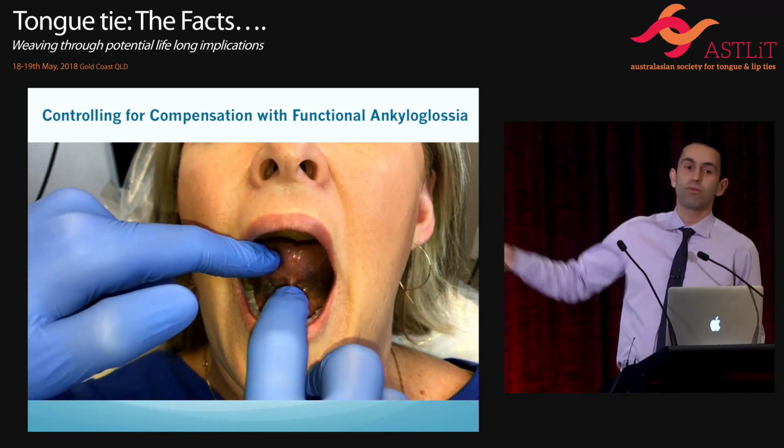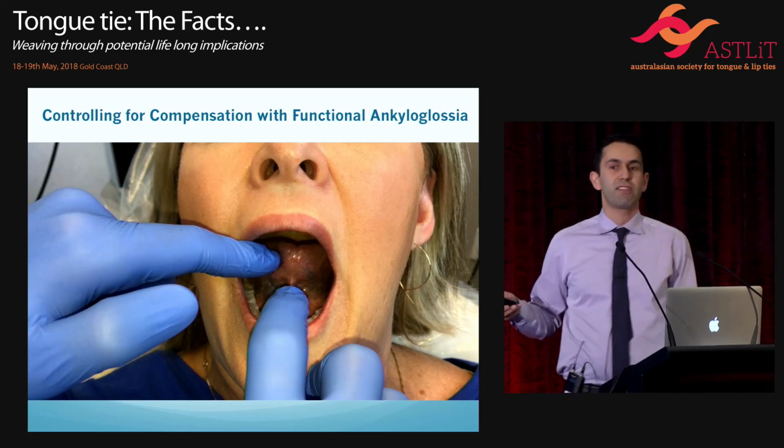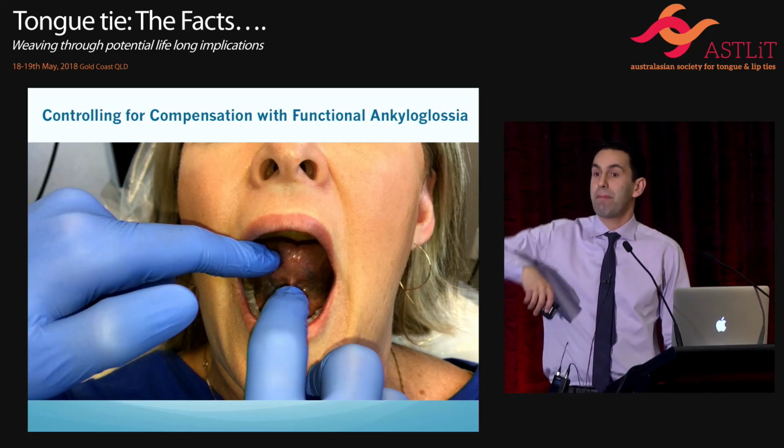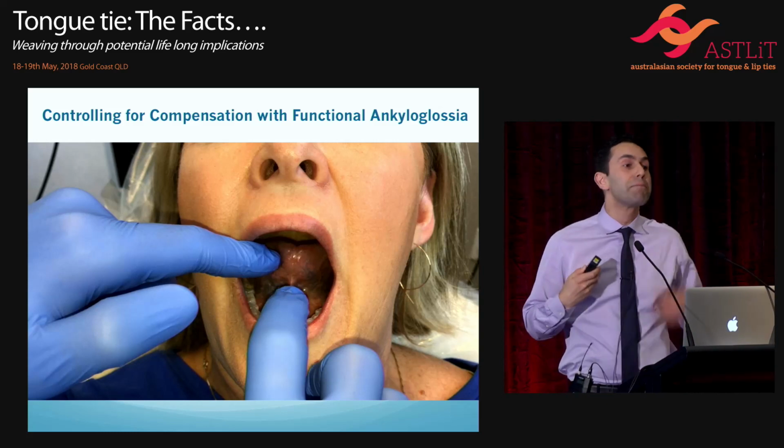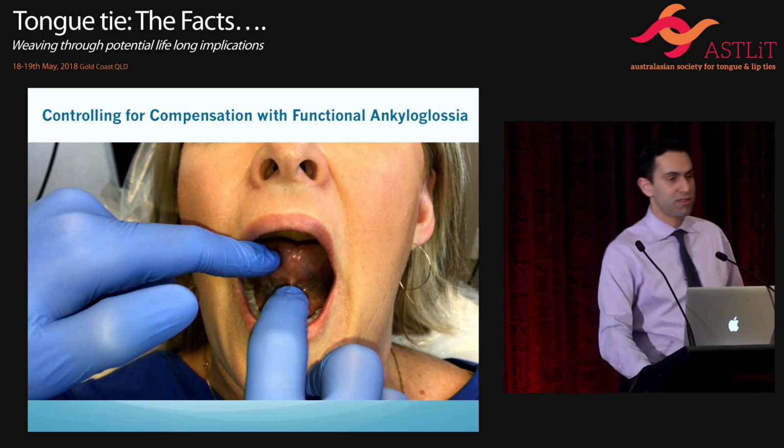Okay, and so this is what we're seeing in our patients with sleep apnea. They're having difficulty getting back up the back of the tongue, and they're having to compensate with their neck and the floor of mouth muscles.